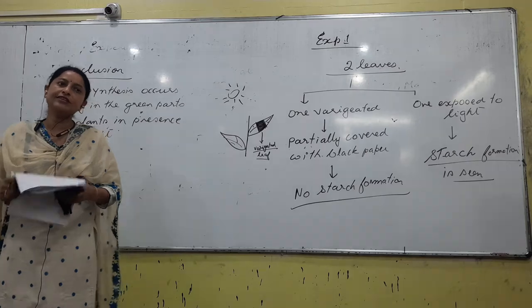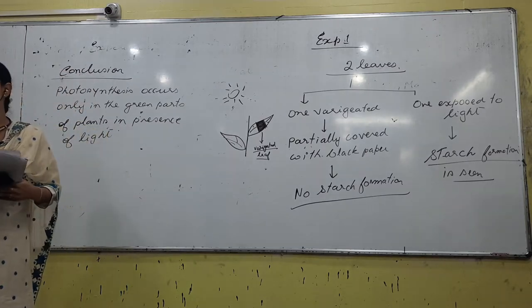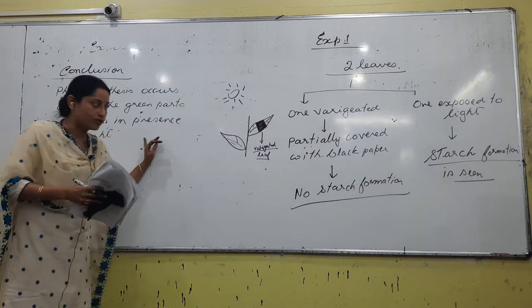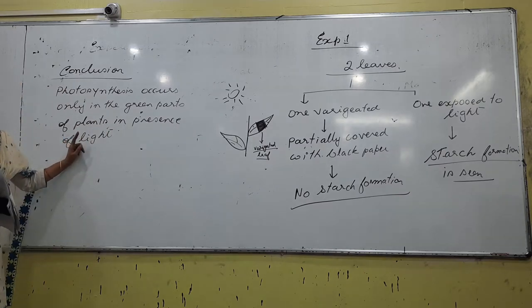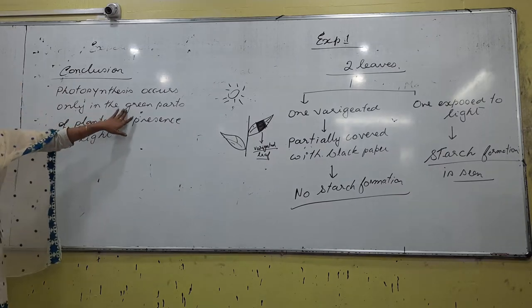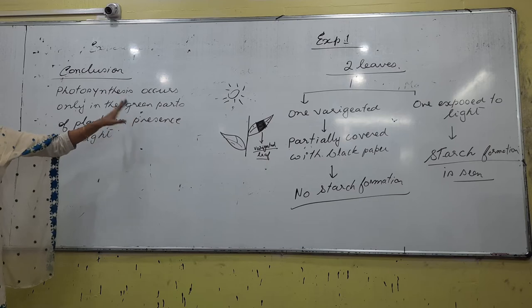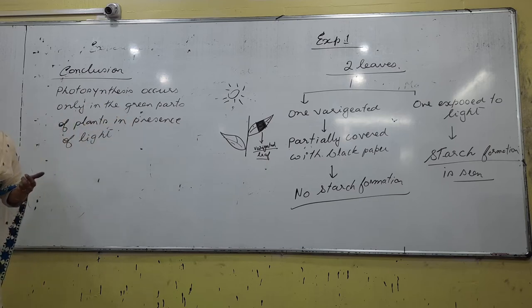So talking about different types of experiments, generally we have to talk about two experiments. First, the experiment that talks about this conclusion, right? That chlorophyll is required. If chlorophyll is there, or if the part is green, only then photosynthesis will occur.